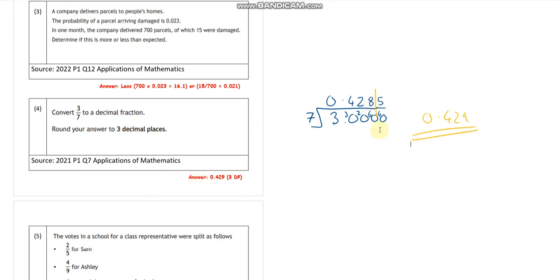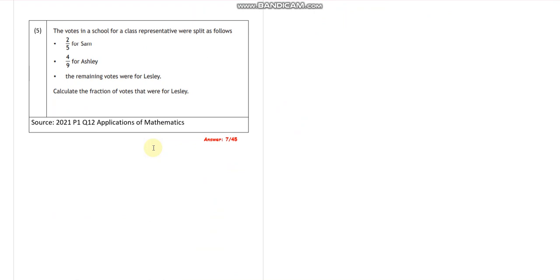Not a difficult question, really, it's just doing a division, but it's just getting around the language. So that just means I want this as a decimal. And 3 over 7 is the same as 3 divided by 7. Okay, so a nice little mark in there.